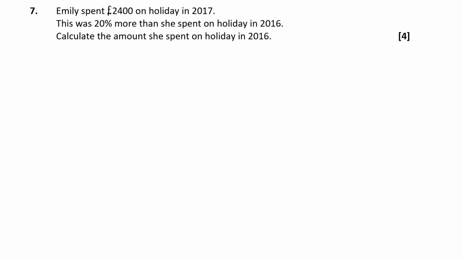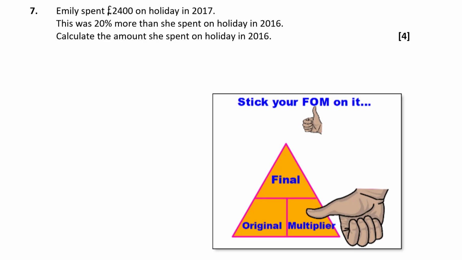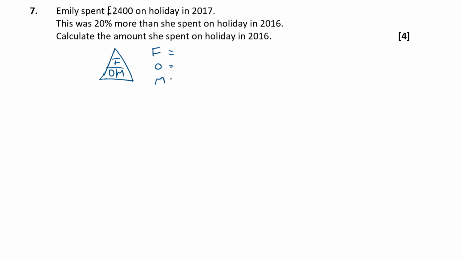Question 7. Emily spent £2,400 on holiday in 2017. This was 20% more than she spent on a holiday in 2016. Calculate the amount she spent on holiday in 2016. Okay, now I tend to do percentages using this triangle, which is FOM, where F stands for final, O stands for original, M stands for multiplier. So it's a bit like a DST triangle, so if you've used one of those before, it's the same principle. So I try and think of final, original, multiplier, try and work out what those three values are, and therefore which one's missing and I want to find.